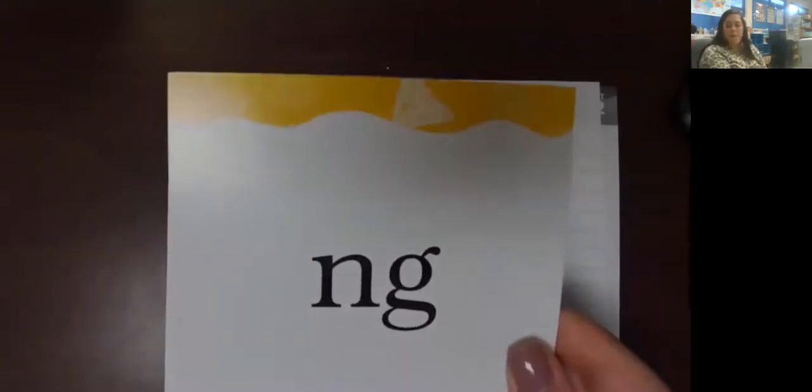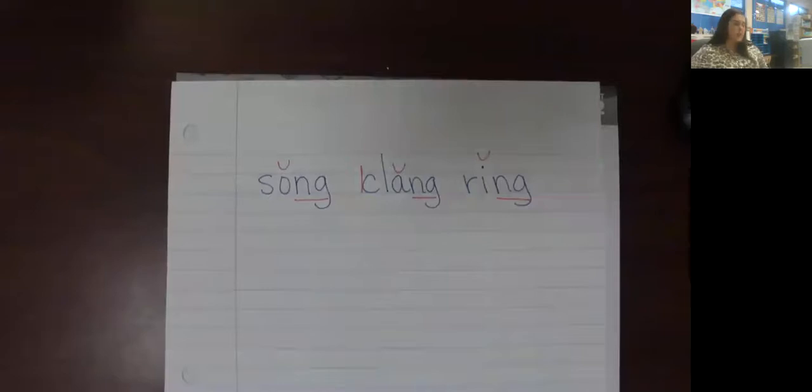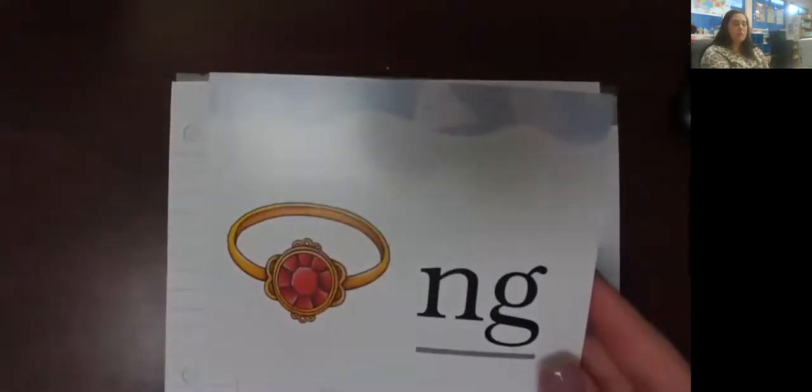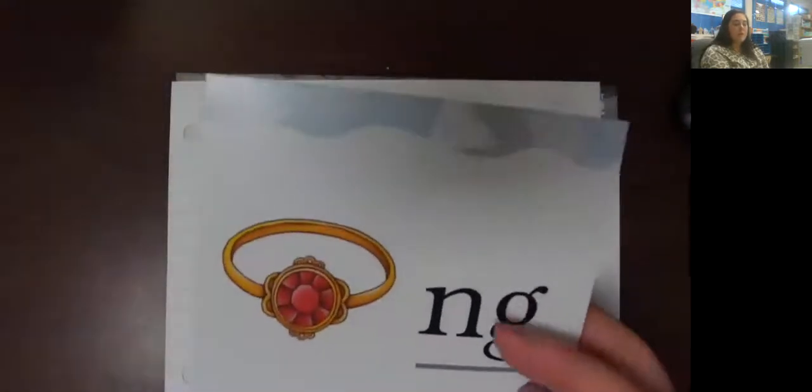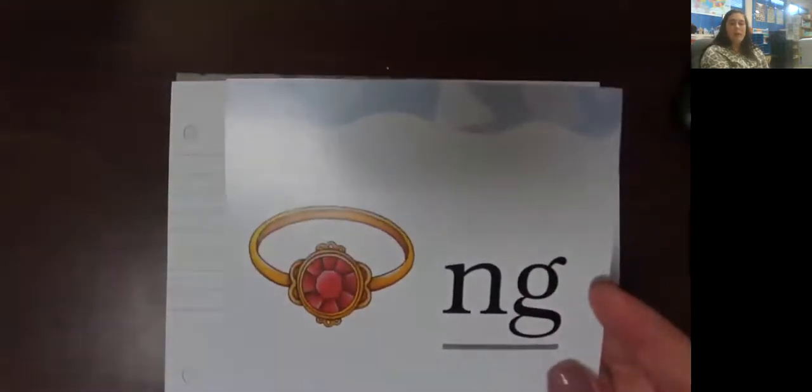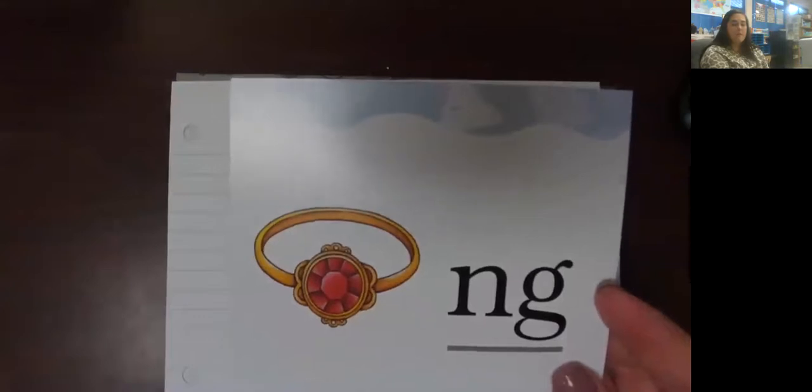Alrighty. Now, I'm going to show you our new letter card for digraph NG. Now we have a picture for digraph NG. This is something shaped like a circle. It can also be a circular band worn around a finger as jewelry. What do you think it is? Ring, ng. Digraph NG is underlined to remind us that's how we code digraph NG. So when you see this picture card, you'll say ring, ng.